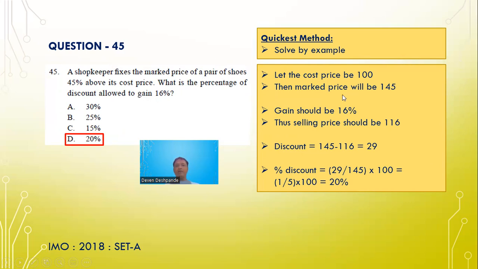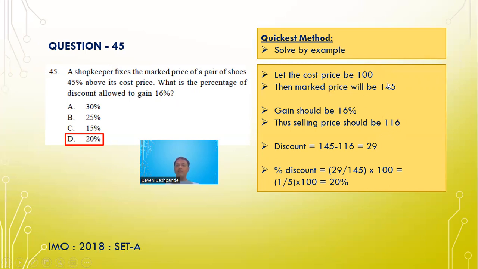So, solve by example. Let the cost price be 100. So what is the marked price? Marked price is 45% above 100. What is 45% above 100? Which is 145, isn't it? So gain should be 16%. What is gain? Gain is profit. So what should the selling price be? Cost price is 100. If you want the profit to be 16%, the selling price should be 116.